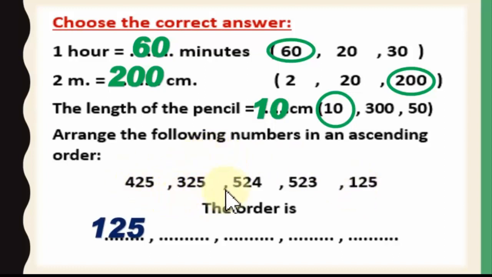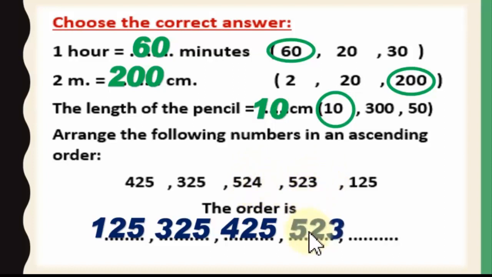After that, 325. 425. We have 500 and another 500. But here we have 4 in ones, here we have 3 in ones. So 523 is smaller than 524.